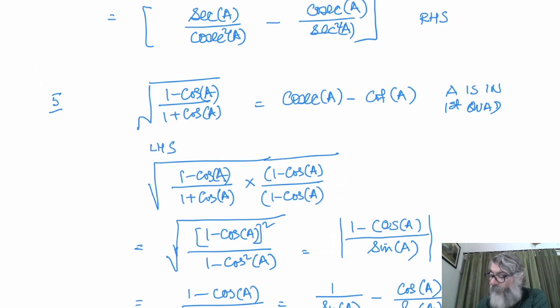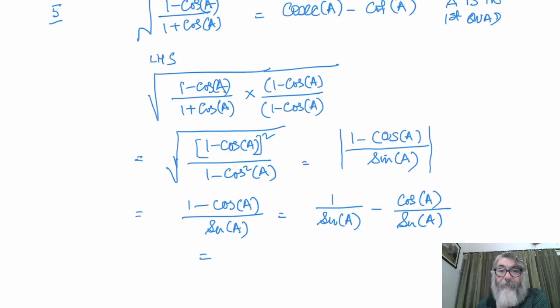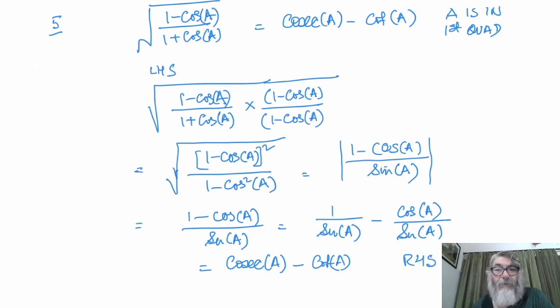1 upon sin A will become cosec A, and this will become cot A, which is your right hand side. So by the application of the basic identities, we have been able to solve this out. My time is exceeding, so I'm saying bye bye just now for this video.